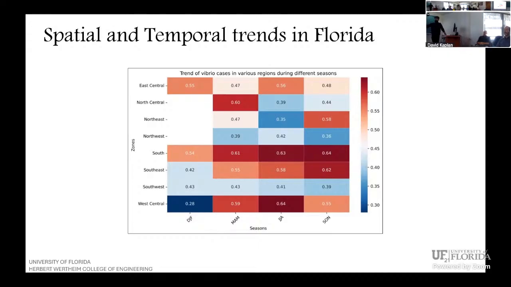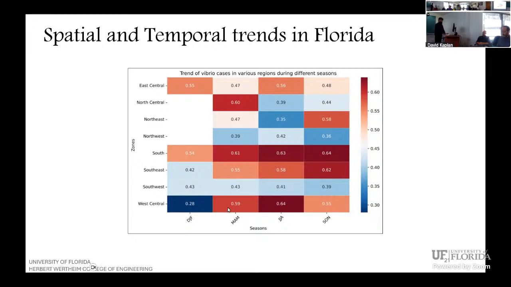So keeping in mind MAM, JJA, and SON at 0.61, 0.63, 0.64, this shows that Miami and the surrounding regions are under constant threat from the months of March to November, and that's what the CDC suggests as well, that in warmer temperatures, cases of Vibrio start increasing. So that's what this heat map shows as well.